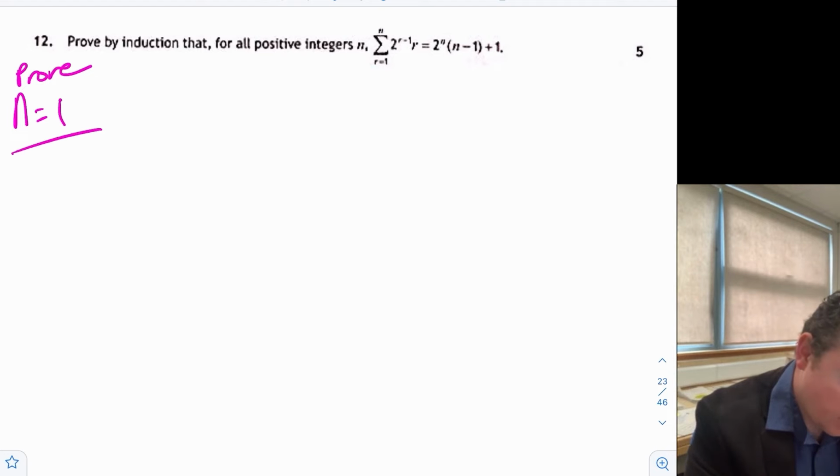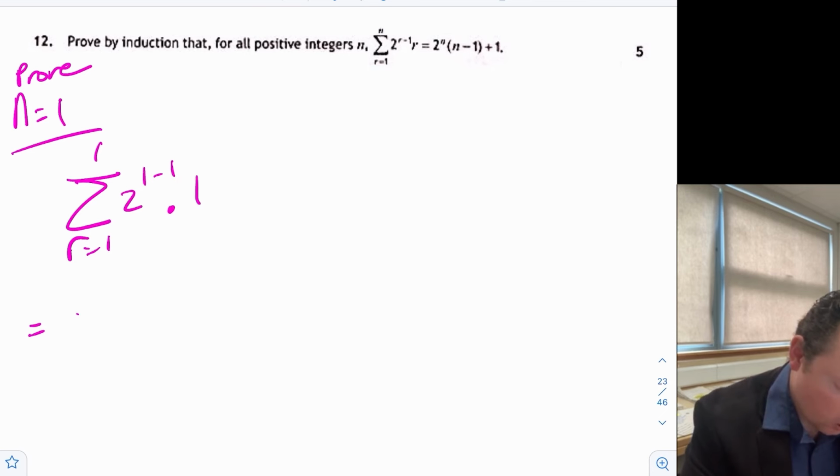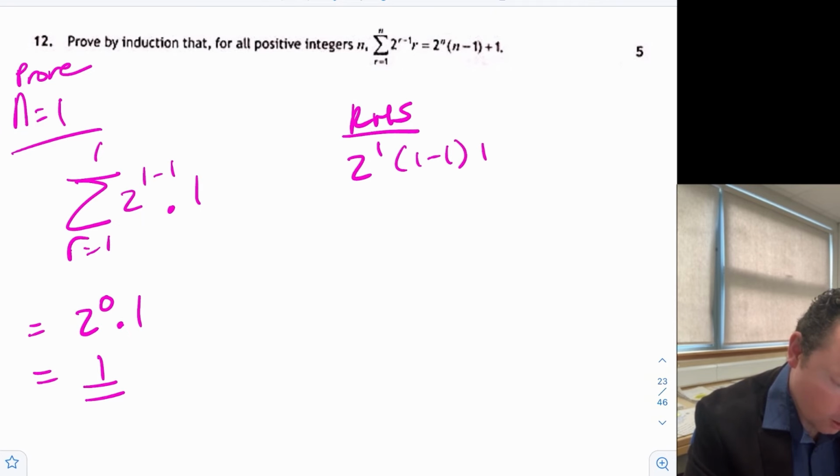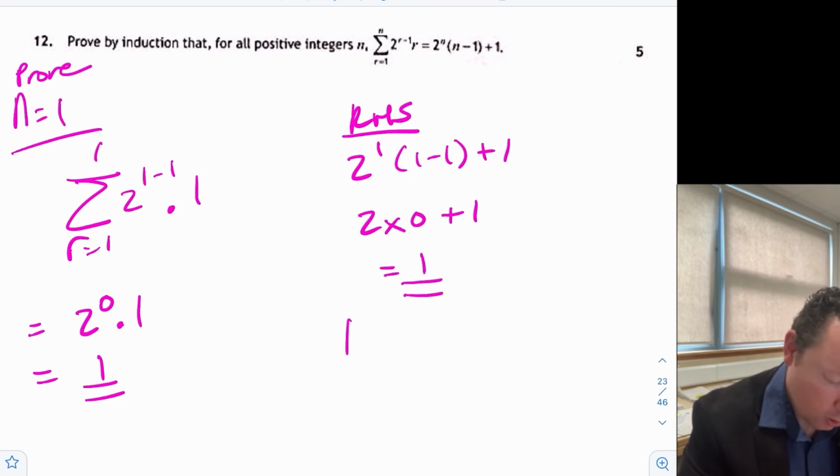So for the left-hand side, we get the sum from r equals 1 to 1 of 2 to the r minus 1 times r. Now that gives us 2 to the 1 minus 1, 0, so 2 to the 0 times 1, which is just 1. And the right-hand side should follow. We get 2 to the n minus 1 with n equals 1, plus 1. That's 2 to the 0 plus 1, which equals 1. So it's true for n equal to 1.